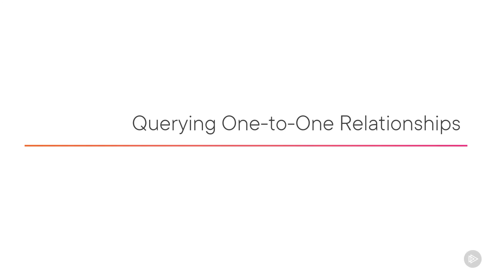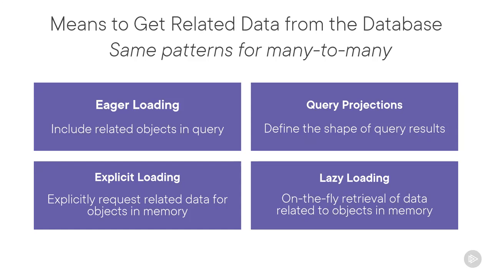Thanks to the data that we've already seeded, we have some one-to-one relationships in our database, so we can go ahead and perform some queries. Most of what you've already learned about querying relationships applies to one-to-one relationships as well. In fact, all of the means of getting related data, eager loading with include, projections, explicit loading, and lazy loading, can be used with one-to-one relationships. Querying across one-to-one relationships is pretty straightforward.